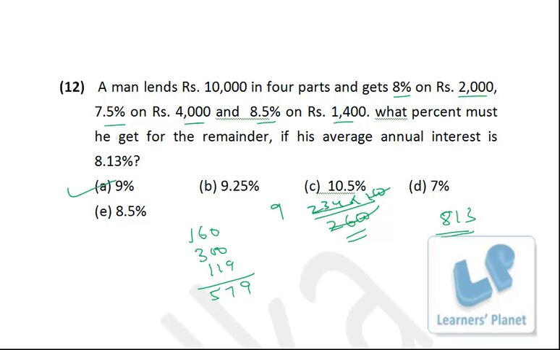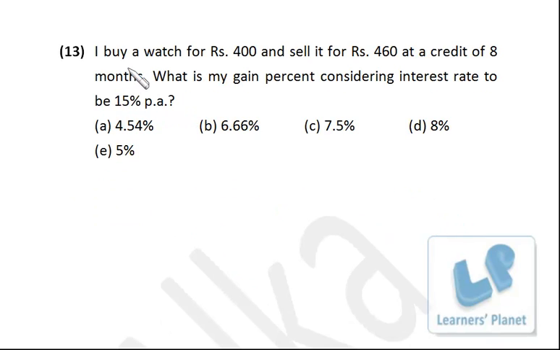Okay, pretty simple. Now this question: I buy a watch for rupees 400 and sell it for rupees 460 at a credit of 8 months. What is my gain percent considering the interest rate to be 15% per annum? Okay, he is selling the watch at rupees 460 for a credit of 8 months. That means he'll be taking the money after 8 months, and he'll be taking 460 rupees, right? That means to his cost he has to add interest also, right?